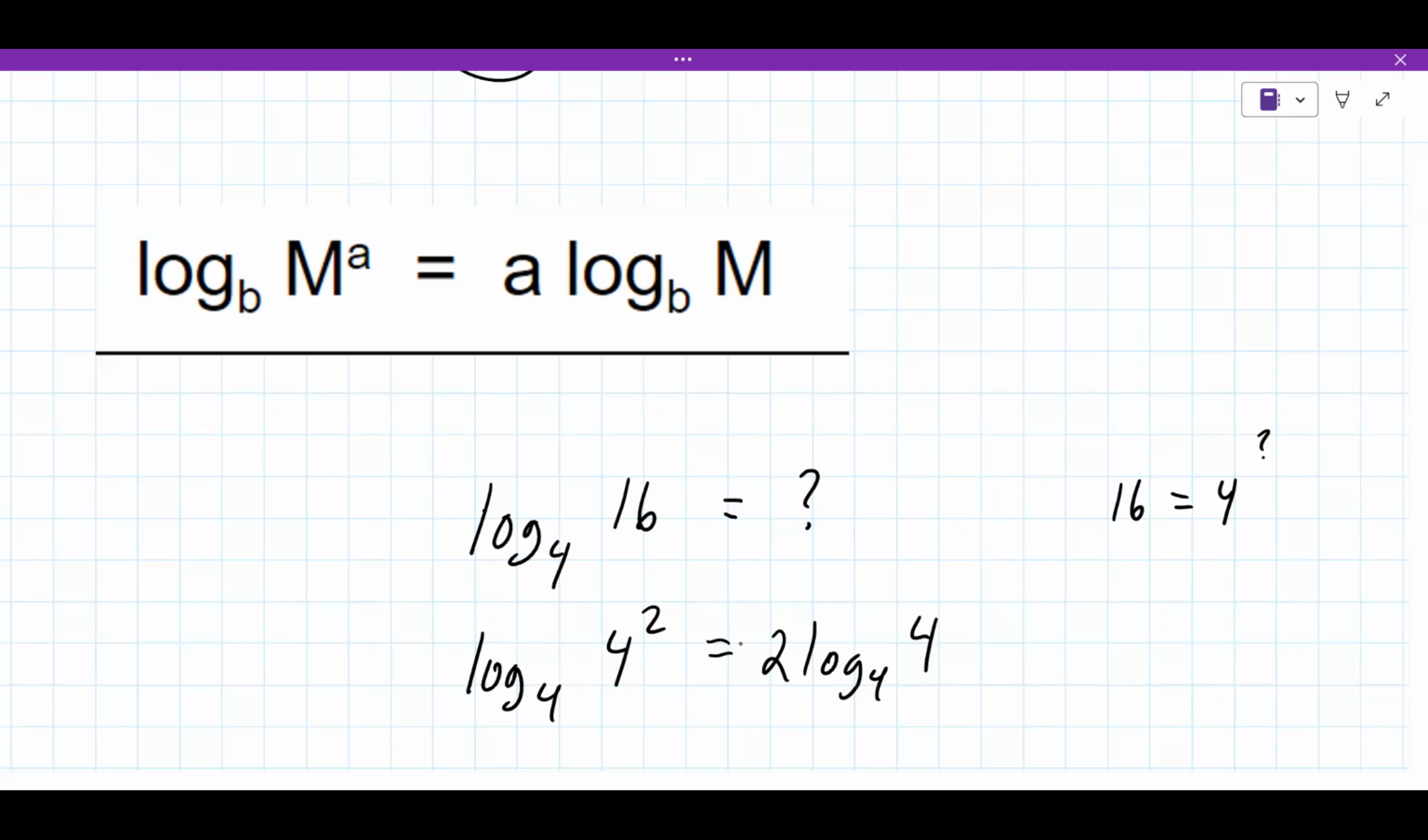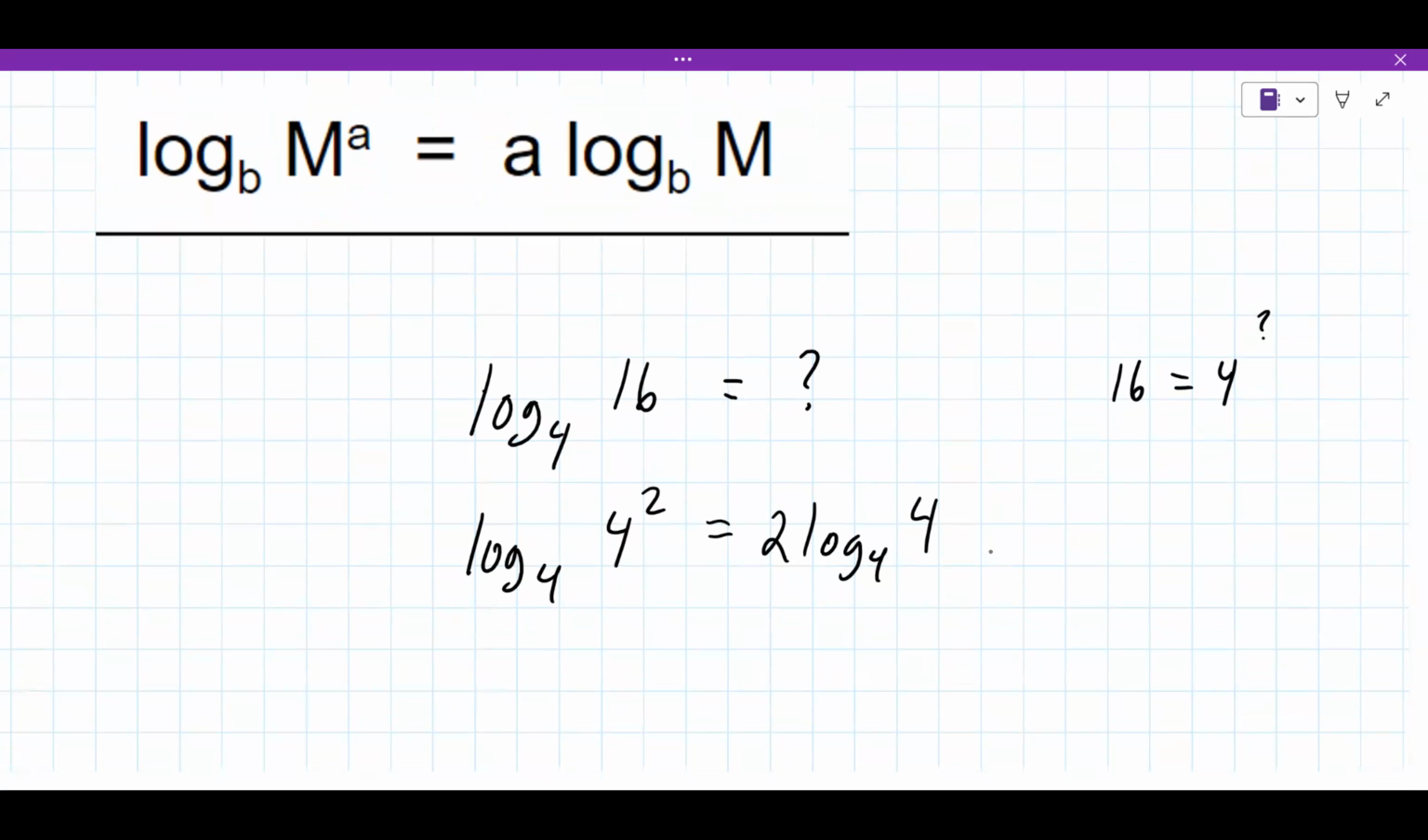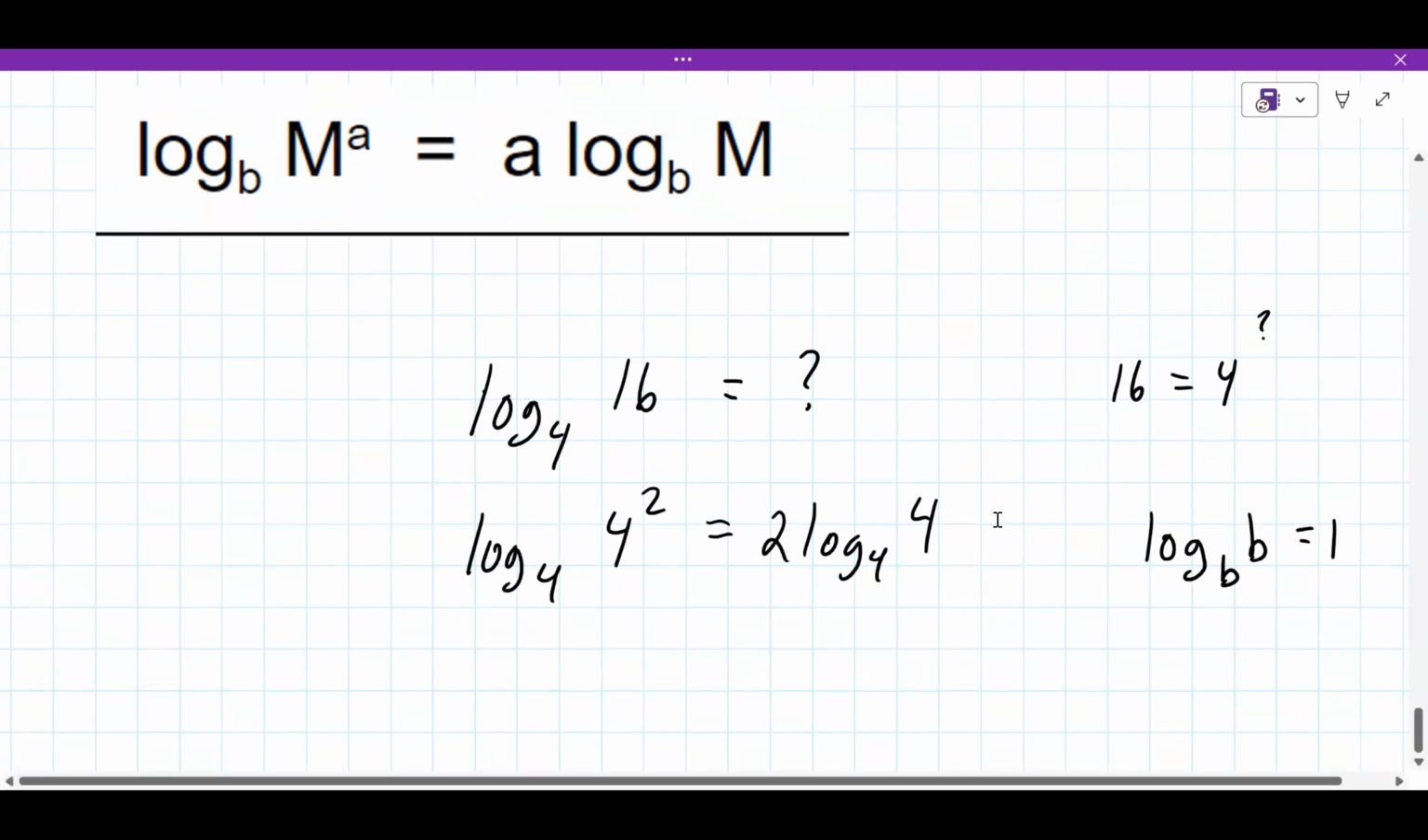Good, keep going. The power goes out in front. What else should I keep going with? Which law do I go to now? It's not written, but if the log base b of b, if these are the same, this equals 1. So how could we use that here? What does log base 4 of 4 become?